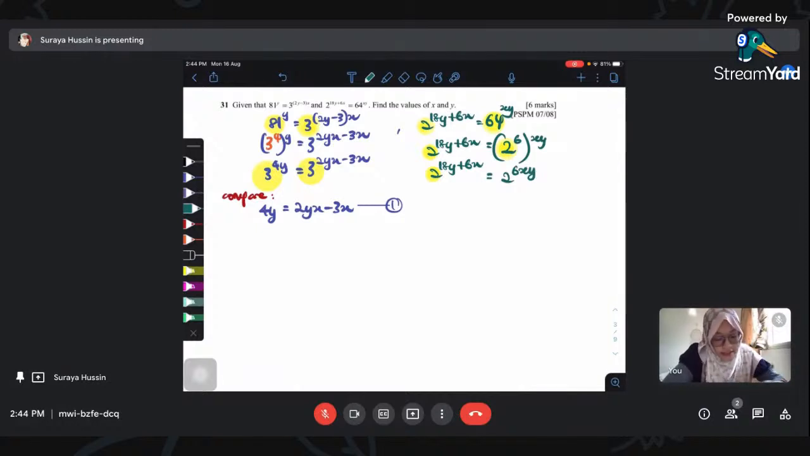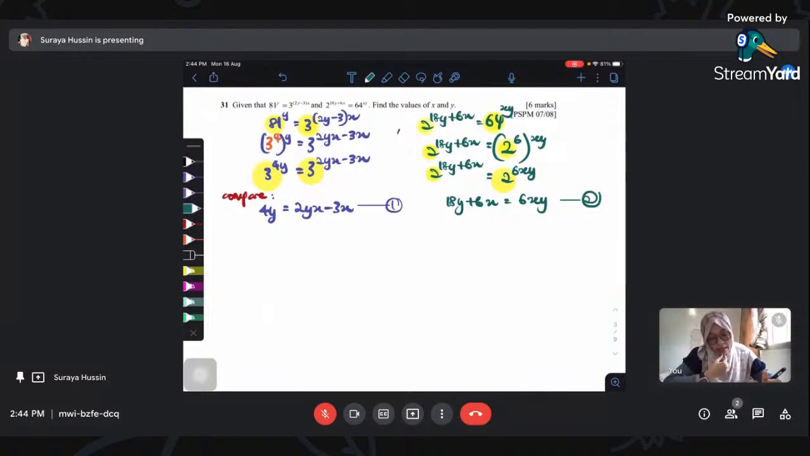Okay, bila you hafal lah. Saya cakap bila you hafal. Bila you hafal, baru you senang dan cepat untuk jawab. Okay. So there you go, you can now compare. And here goes, you have got the second equation. So dekat sini, you akan berfikir, oh macam mana aku nak compare dua ni?